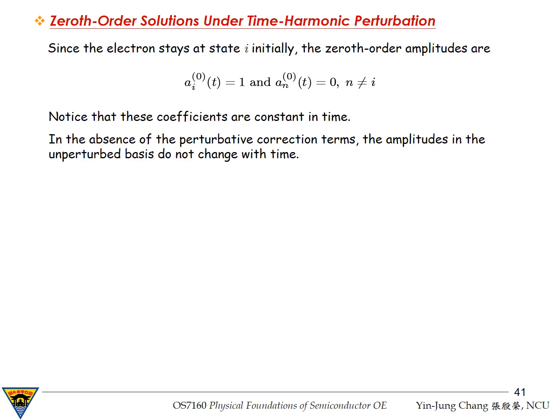This zeroth order result is very important because it tells us what to insert into the first order equation. Since only the ith zeroth order amplitude is non-zero, the first order coupled sum will collapse dramatically. That is what makes the harmonic perturbation problem analytically tractable. So the main message of this slide is straightforward. Before any first order correction is included, the electron stays entirely in its original state, which is state i, and all other zeroth order amplitudes remain zero.